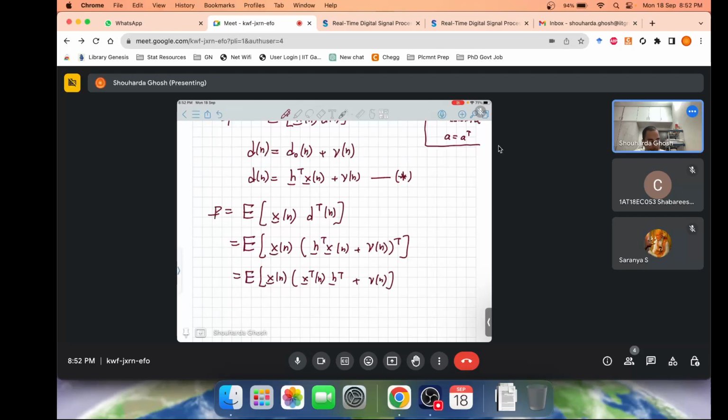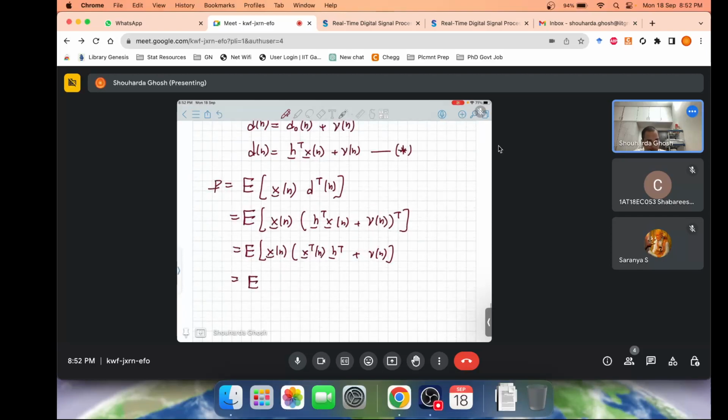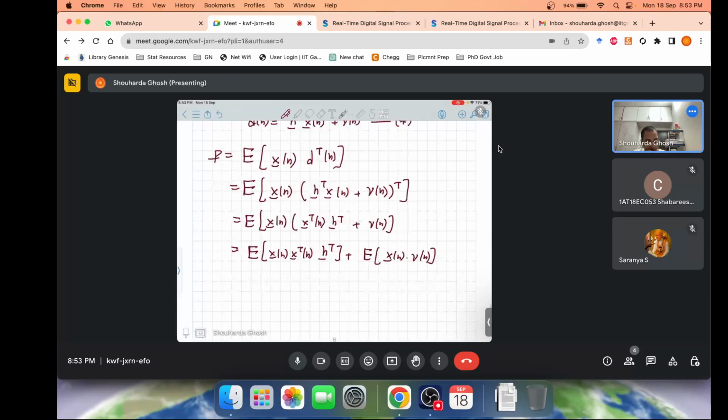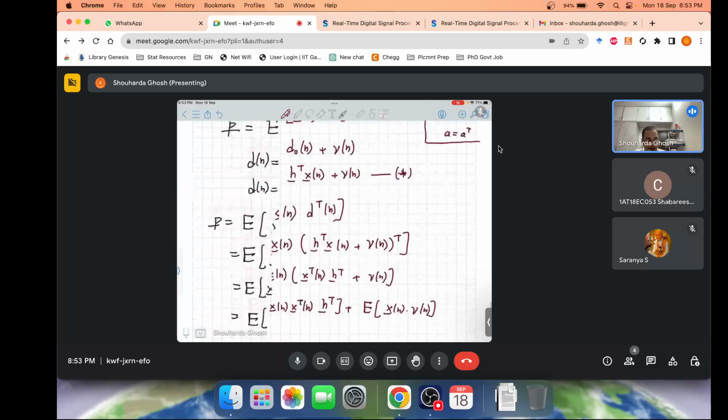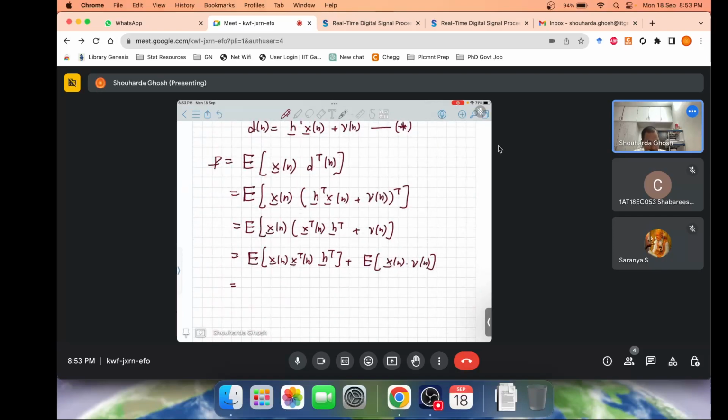It's a scalar, so it will remain as it is. Now let me break the summation and take them outside. Expectation of x n x transpose of n h transpose plus expectation of x of n nu of n. Now h is a constant, h transpose is a constant because it's a system vector, so it's nothing probabilistic.